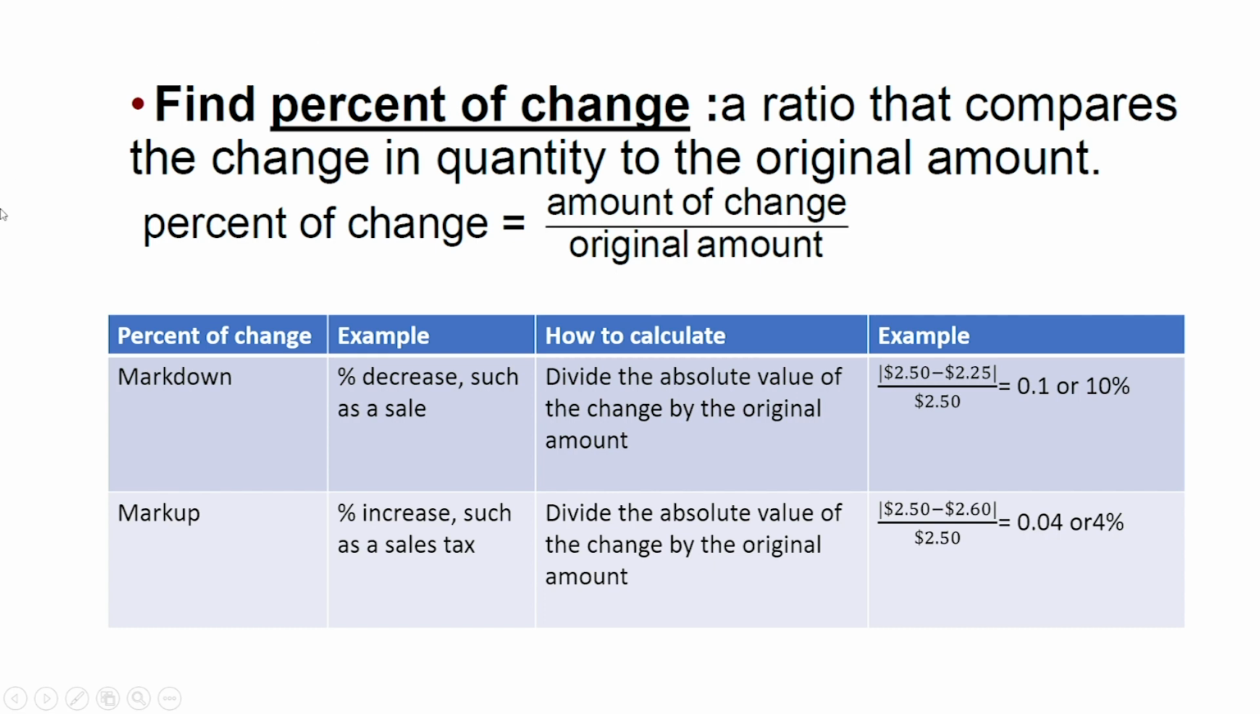For a markup, which is a percent increase, such as a sales tax, you want to divide the absolute value of the change by the original amount again. So for example, if I decided that the almond flour was too expensive and I had to sell my cookies for $2.60 instead of $2.50, I could say that the absolute value of the difference of $2.60 and $2.50, which is 10 cents divided by $2.50, would give me 0.04, which is 4%. So if I sold those macarons for $2.60 instead of $2.50, that would represent a 4% markup.